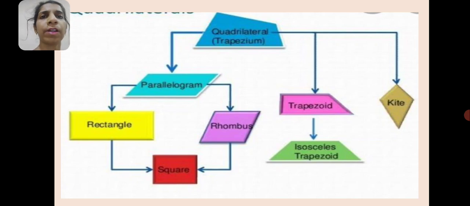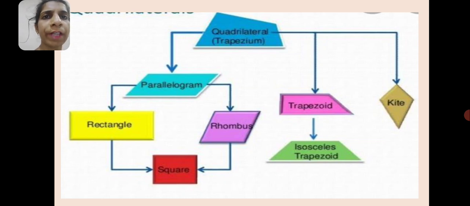So what we have learned today, we are concluding today's topic about quadrilaterals. First is the trapezium. We have seen some properties of the trapezium. Next we have learned about the parallelogram, the rhombus, the rectangle, the kite, and the square. We have seen all the properties of each and every quadrilateral.